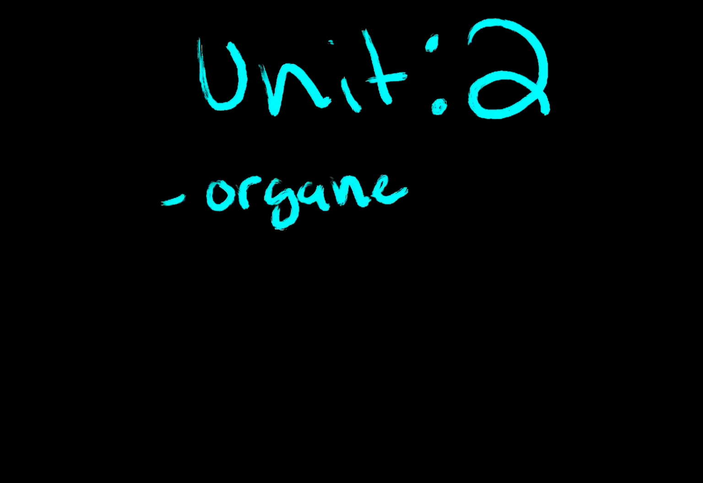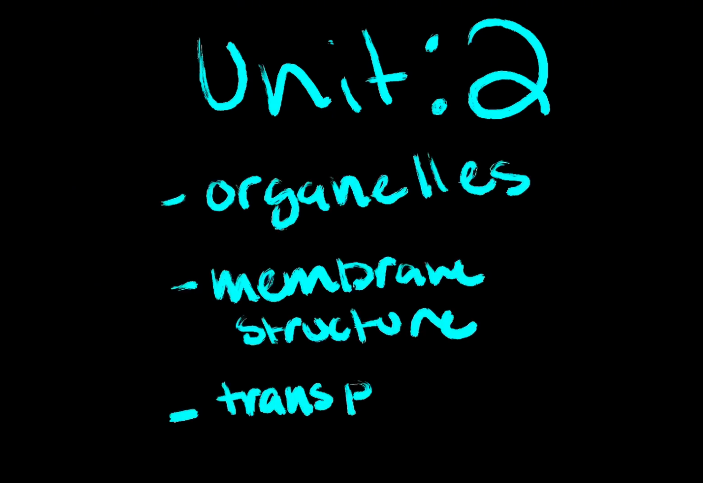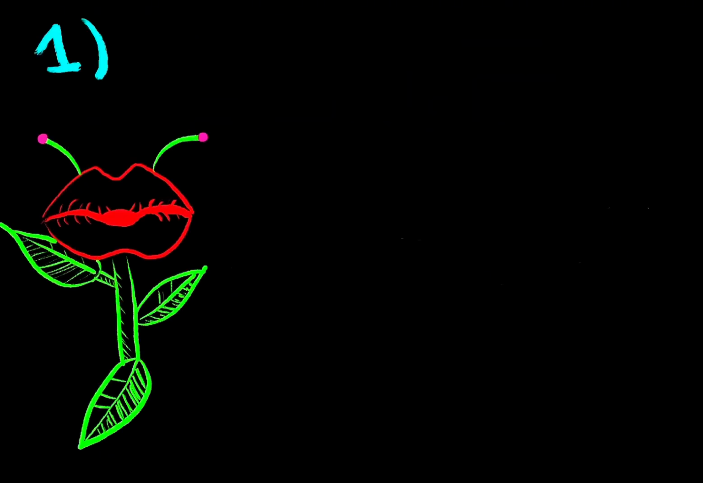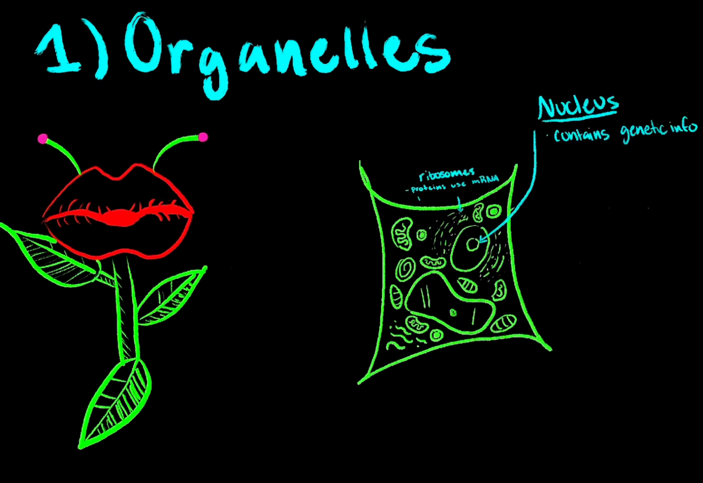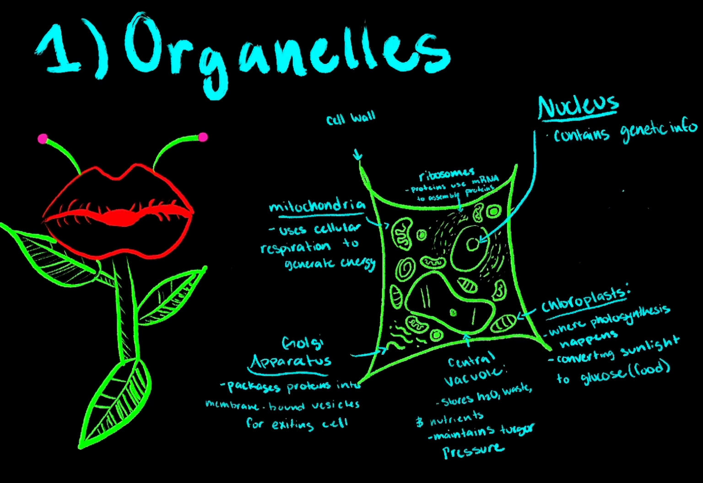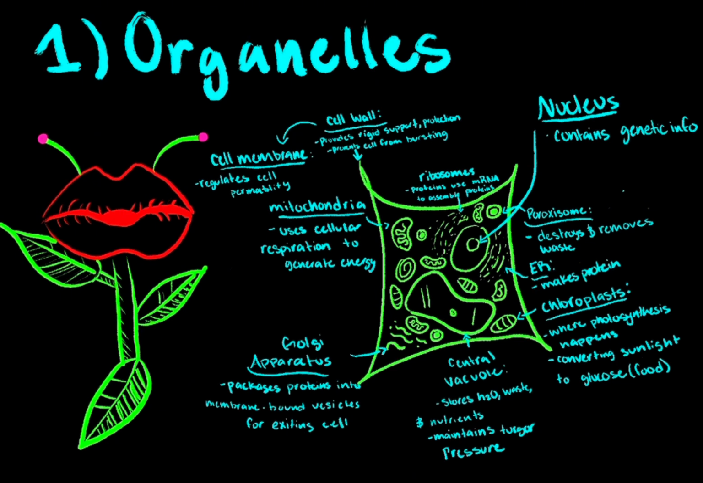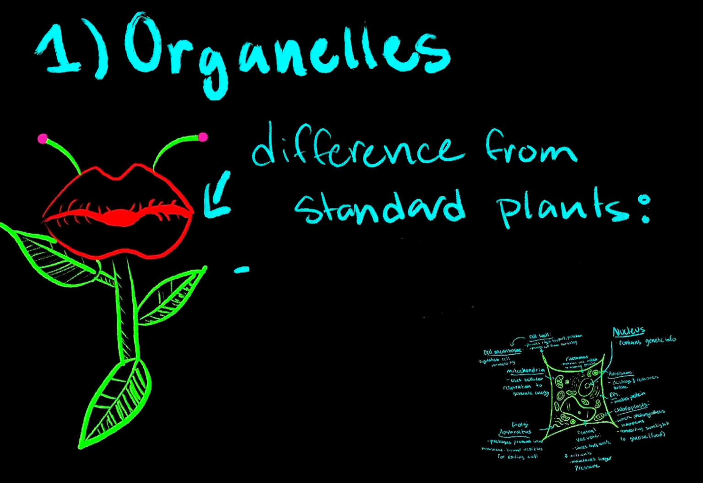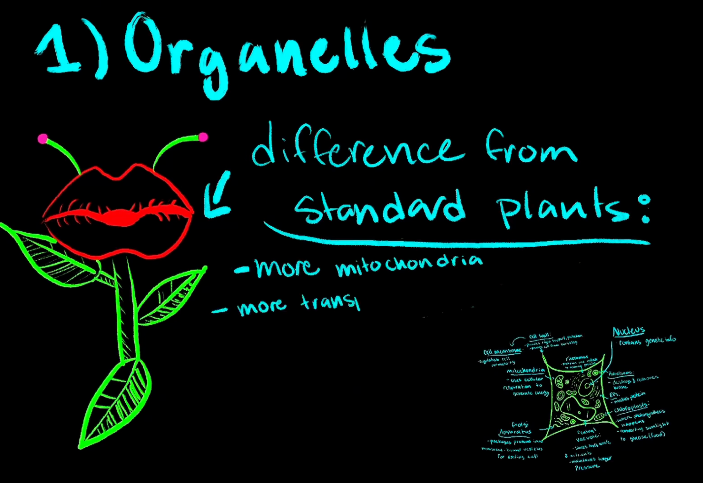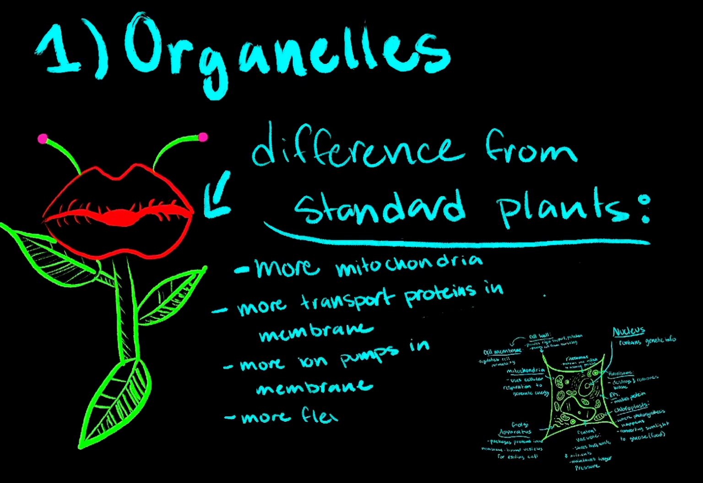Focuses on organelles, membrane structure, and transport mechanisms. The organelles of our plant are pretty much the same as a regular plant cell. But there are some small adjustments. For example, there are more mitochondria, which support the higher energy use for the adaptations of the plant. There are more transport proteins in the membrane, more ion pumps, and more flexible, thinner cell walls.